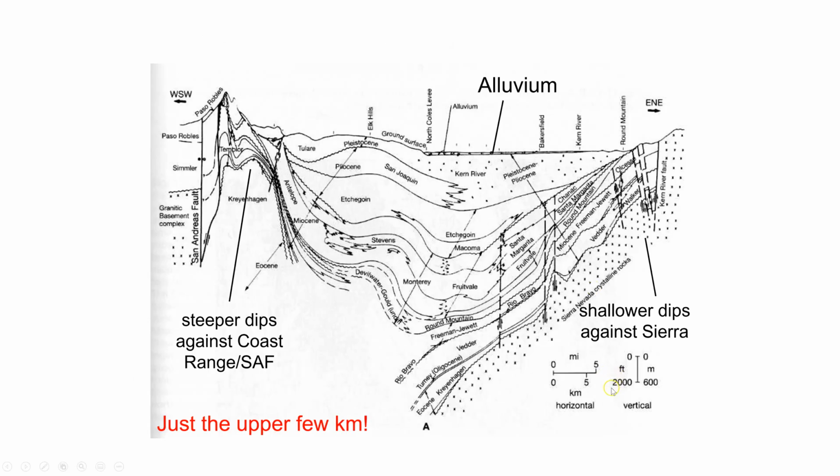Here's another look at this. This is a cross section. Here is the San Andreas Fault to the west, and then the Kern River Fault over here to the east. This is the Kern River.